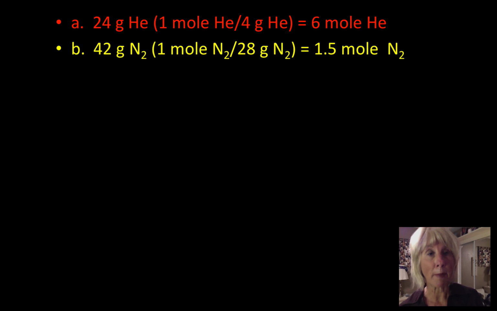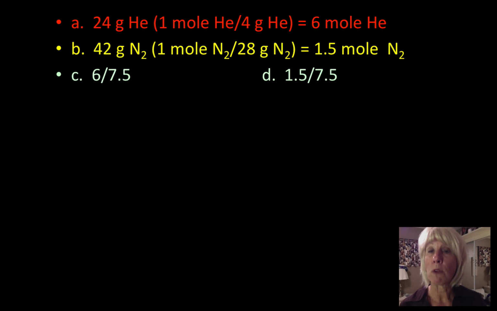Now in my next problem, I wanted to know how many moles was 42 grams of nitrogen. What you have to remember is that nitrogen is a diatomic. Don't forget your diatomic elements, H2, N2, O2, F2, Cl2. You have to remember that if you're going to change grams to moles appropriately. 42 grams of nitrogen is 1.5 moles of nitrogen.